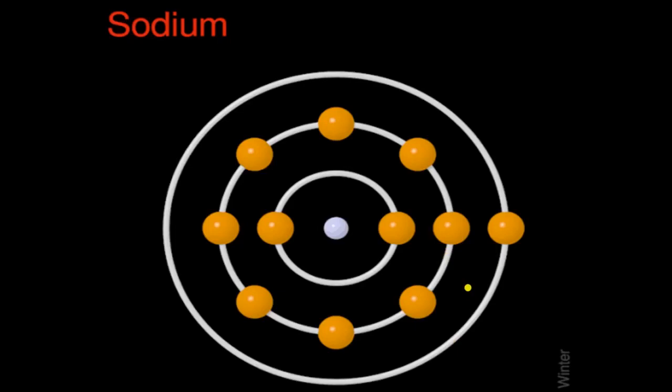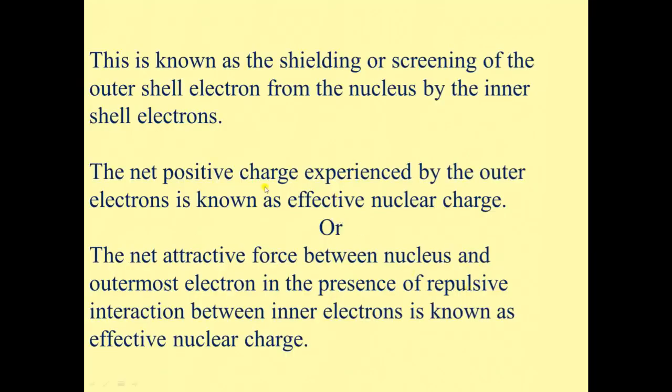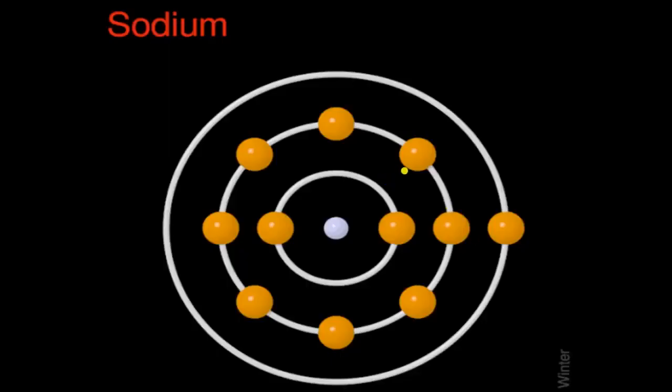Now there is a term known as effective nuclear charge. So what is effective nuclear charge? The net positive charge experienced by the outermost electron is known as effective nuclear charge. In other words, the net attractive force between nucleus and outermost electron in the presence of repulsive interaction between inner electrons is known as effective nuclear charge. There are two types of forces, repulsive force and attractive force. So the net force of attraction between nucleus and outermost electron in the presence of repulsive force between the electrons is known as effective nuclear charge.